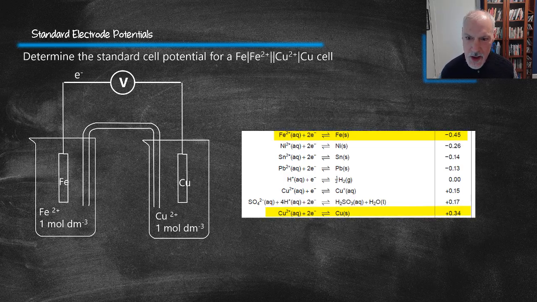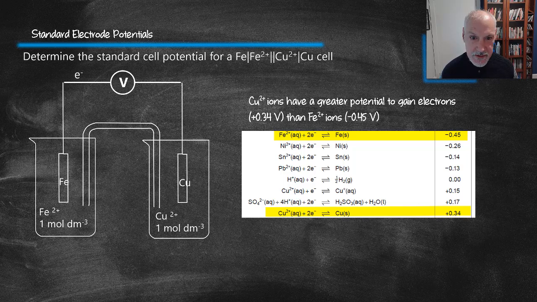I noticed that the copper ion is down below the iron ion. That tells me that copper ions have a greater potential to gain electrons at plus 0.34 volts versus the iron ions, which are at negative 0.45. So I know then that the copper side is going to gain the electrons, and they'll move in this fashion. Since it gains electrons, that constitutes my cathode. So that reaction is going to occur as it's written here in the data table.